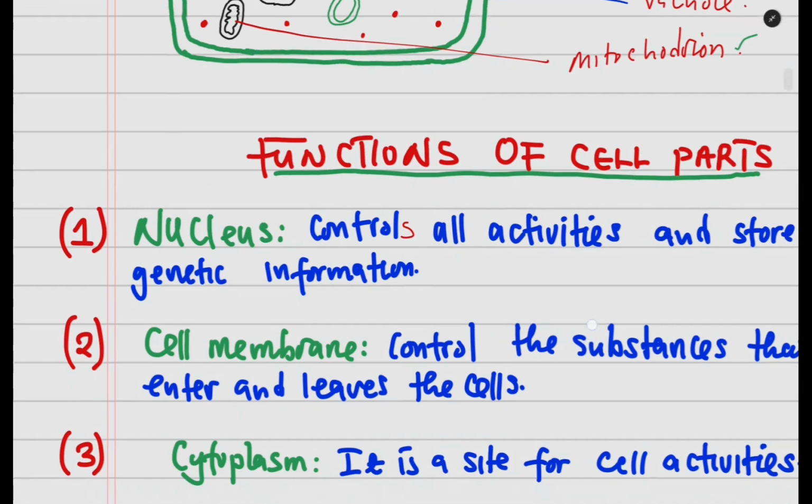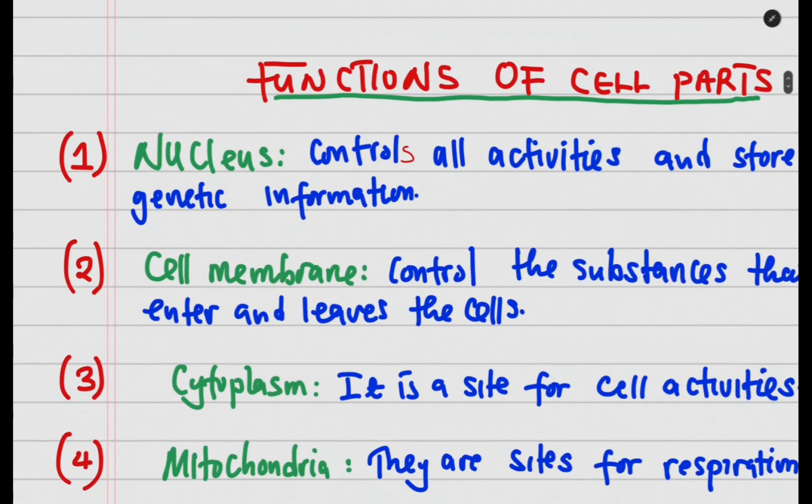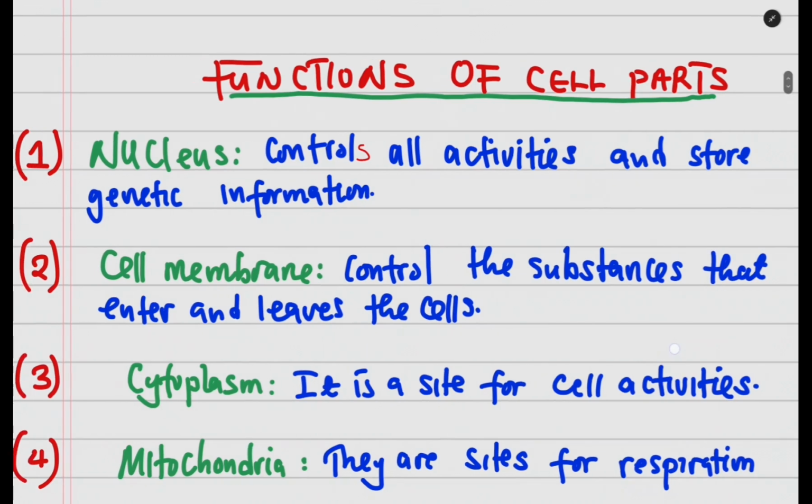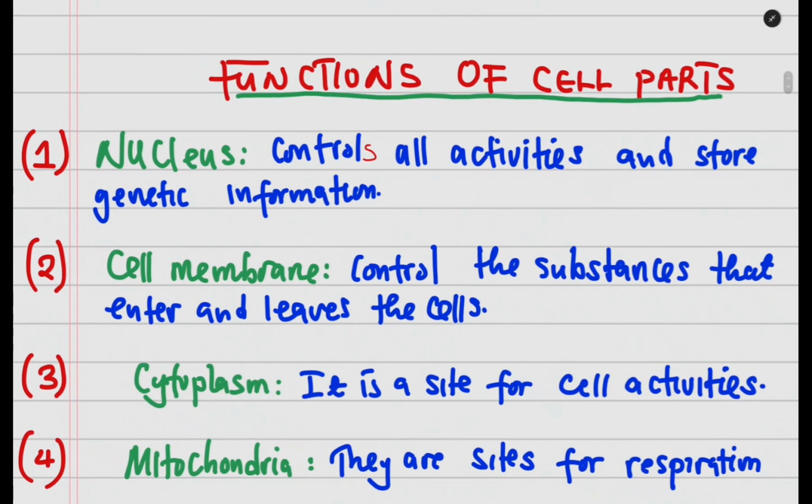Then the other part that we can talk of is the cell membrane. Now the function of the cell membrane is to control the substances that enter and leave the cell. Some of you might have heard, or you might misunderstand this part. The function of the cell membrane is not that it is selectively permeable. The function is to control the entry of substances in and out of the cell.